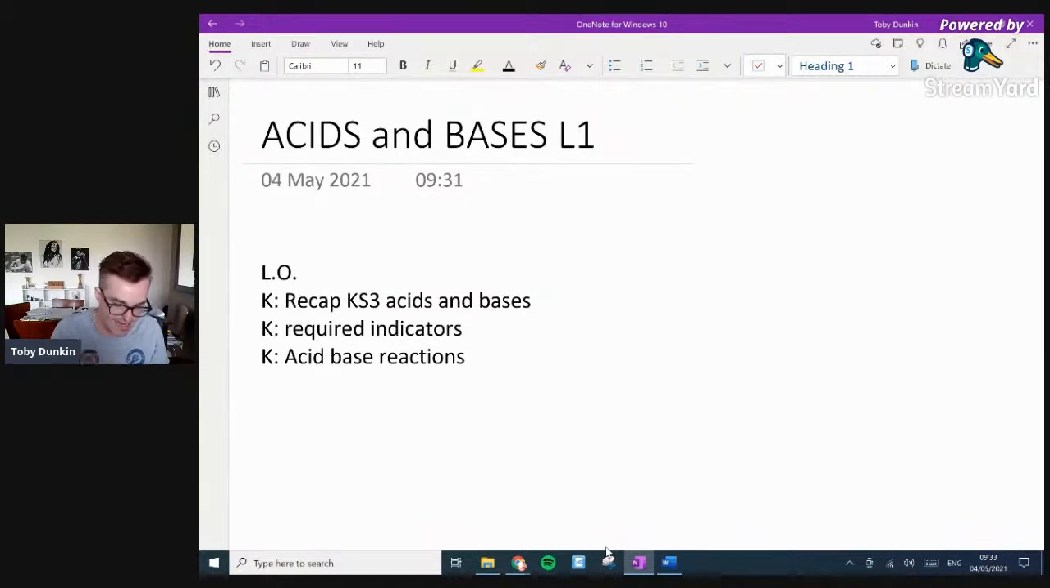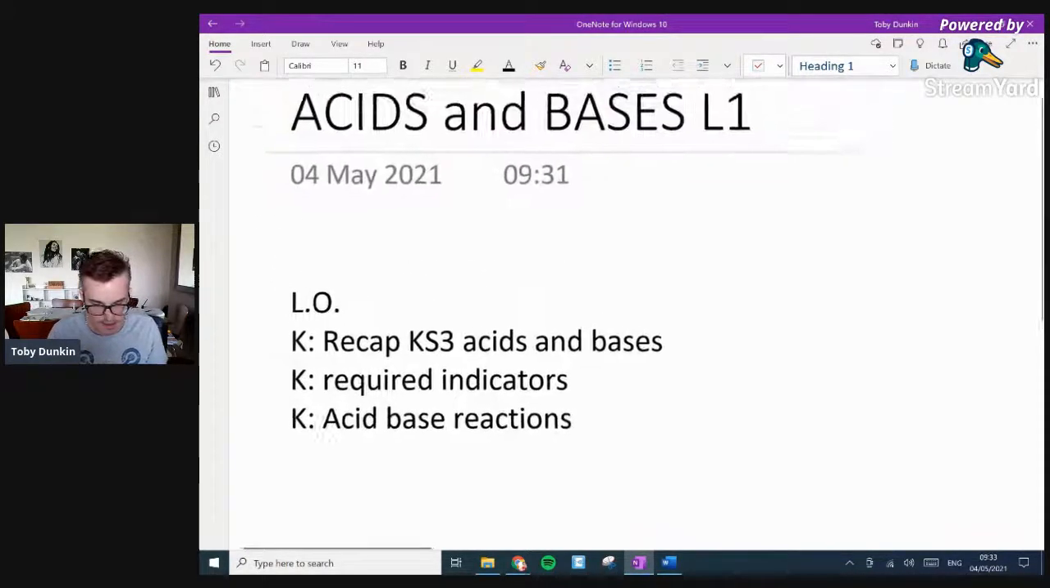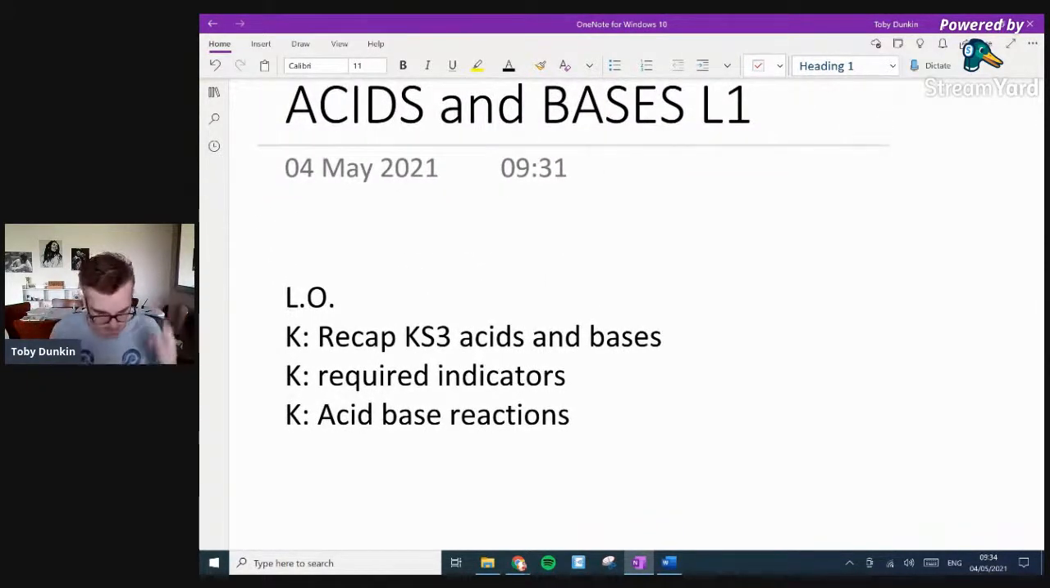So the first thing I'm going to do is recap what you did in Key Stage 3, whether that be in year 7 or 8, doesn't matter. Next, I'm going to give you your required indicators for GCSE. GCSE requires you to know these indicators and when you use them. There aren't many, which is great.